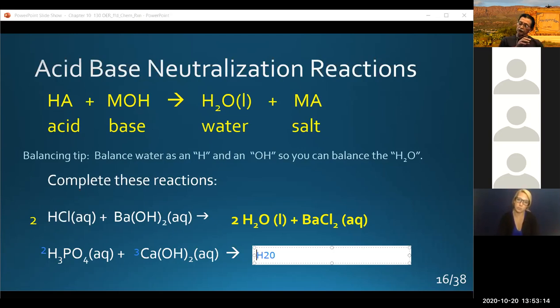If I have 6 protons and 6 hydroxides, how many waters am I going to make? Is it 2? 0? How many? Okay, let's think about it. Let's think of an analogy.